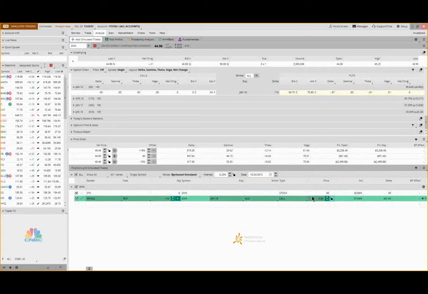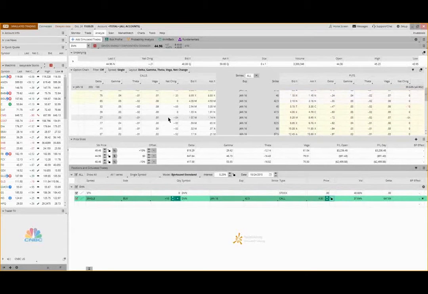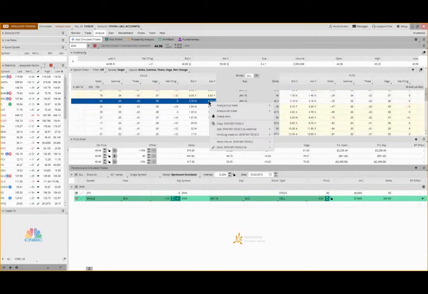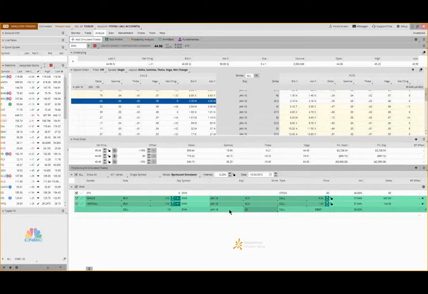How do I give myself more opportunity to make money? Well, we can put on a straight vertical. So let's go back here to the option chain and put on a straight vertical. I'm going to go back to that 42.5, right click, and go to vertical. Now, this automatically goes to the next strike higher. I'm going to widen it out a little more. Okay, I'm going to go to 47.5. So I want a $5 wide strike.